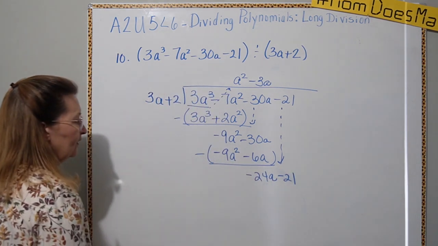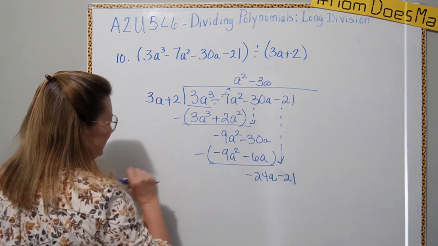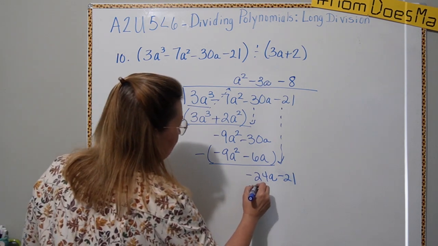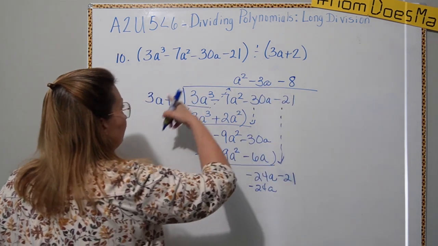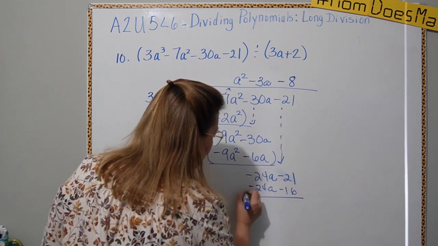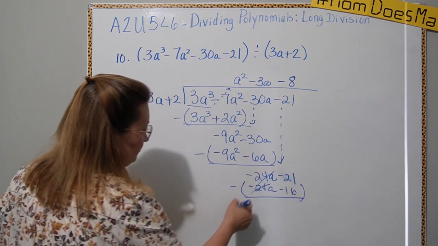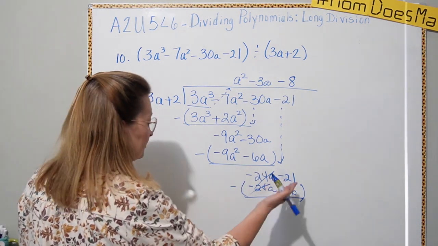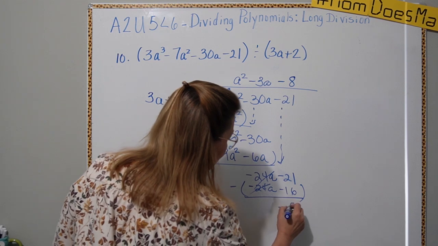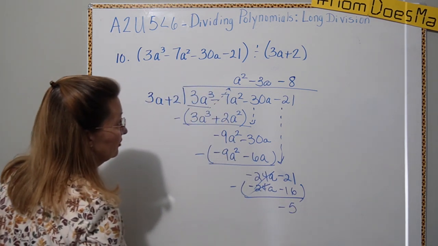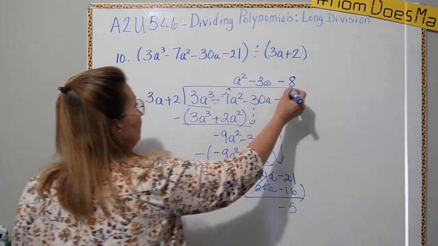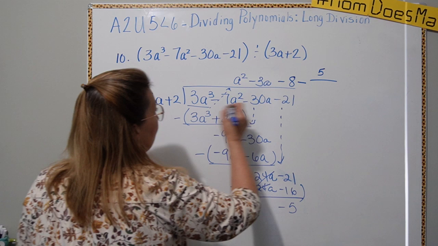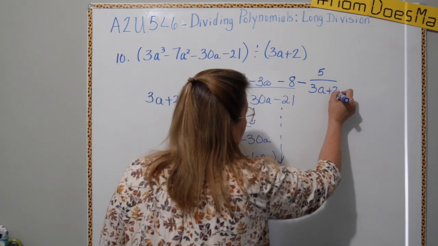All right, then I say, what would I multiply 3a by to get negative 24? Well, that's going to be a negative 8. And then let's multiply. So I get negative 24a. Negative 8 times 2 is negative 16. So then I'm going to subtract. Those two cancel out. Negative 21 minus a negative means plus. So negative 21 plus 16 is negative 5. And this is your remainder. So what we're going to do is come up here and just put minus, because that's negative. And then we'll put 5 over 3a plus 2.